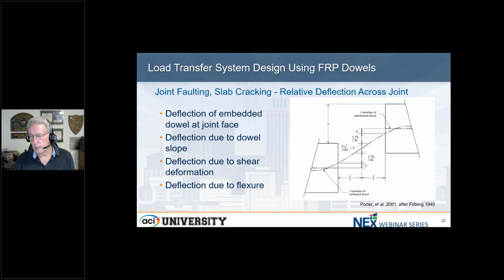It's probably only 1 or 2 thousandths of an inch, but it's there. In doing that, it establishes a slope of the dowel bar coming out of the joint face. So the second component of our deflection across the joint is the slope times the joint width. The third component of relative deflection is shear deformation: as we apply a shear load, the material tends to deform vertically in response to that shear load. And the softer the material is, the higher that shear deformation is.